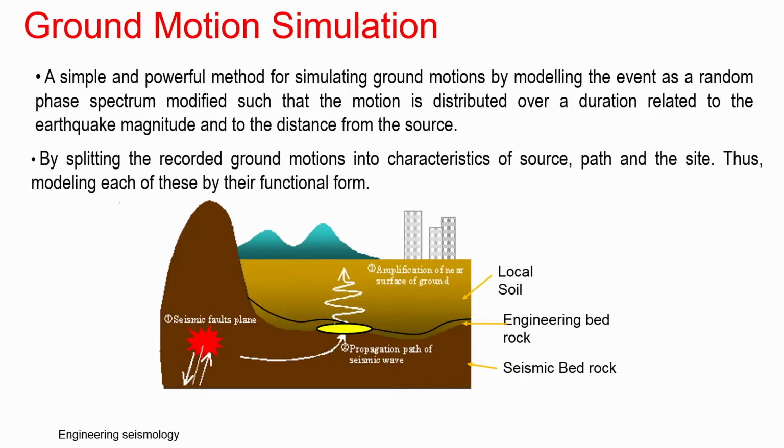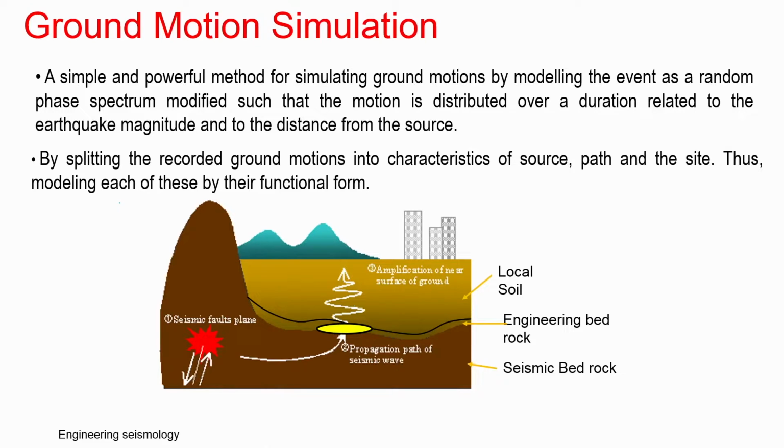When it reaches the engineering bedrock, you can see this is the engineering bedrock. The wave which travels a very long distance from the parent source to the engineering bedrock is called the seismic bedrock. This will have roughly a velocity of 3 kilometers per second, down to around 1000 to 1200 or less than 1000 meters per second up to this phase. Then followed by the soil. This soil velocity will always be less than 760 meters per second. The thickness varies from place to place.